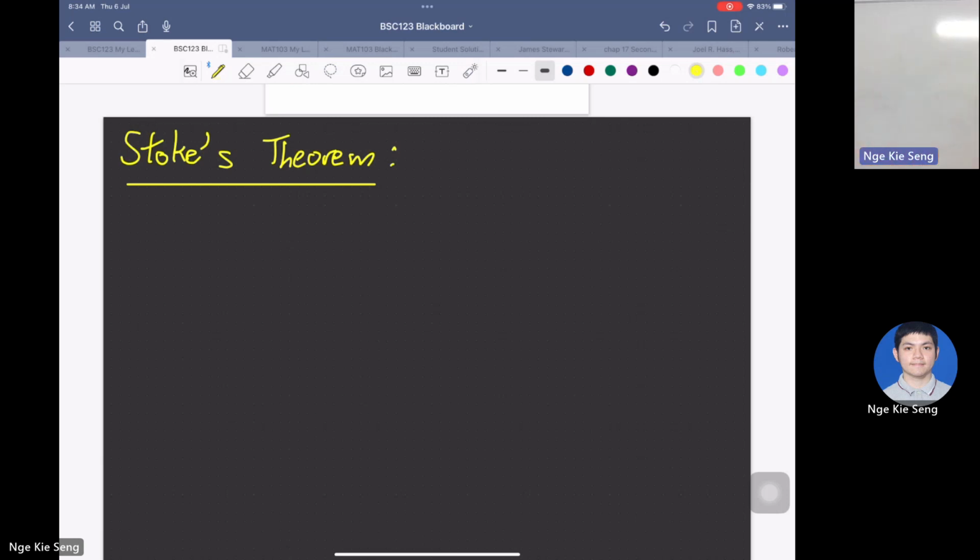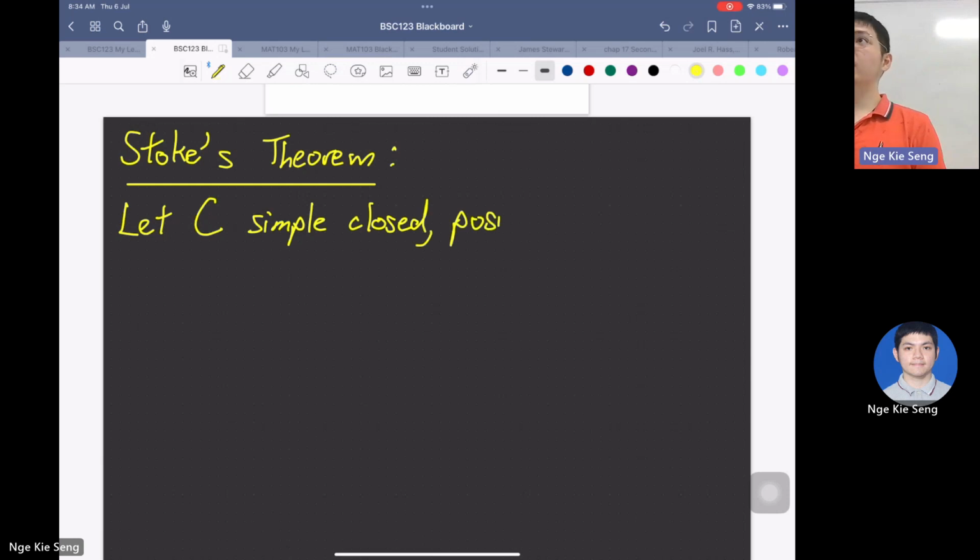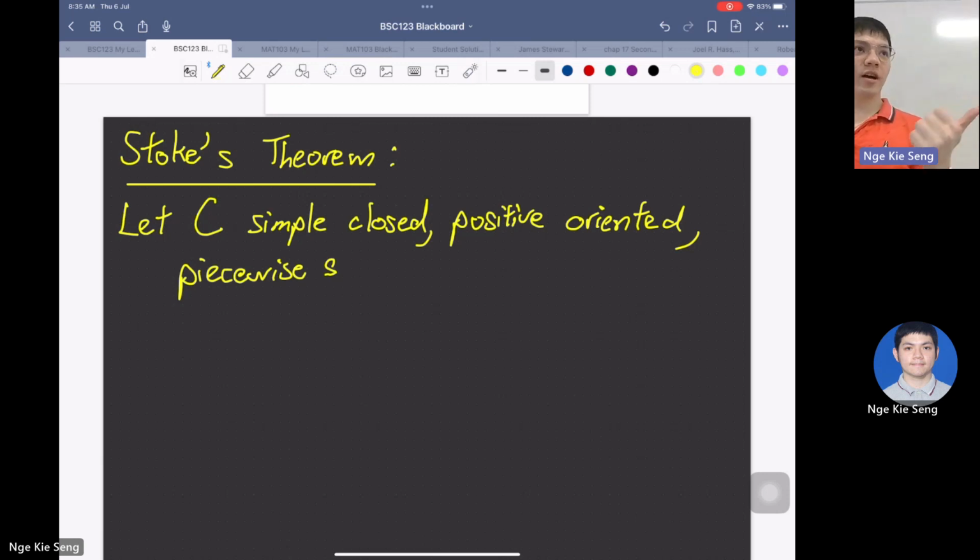Stokes' theorem is a generalization of Green's theorem. They have similar conditions. You need to have a closed loop. So you need to have a simple, closed, positive oriented, and piecewise smooth curve. Piecewise smooth, you can parameterize your curve. Positive oriented, you want anti-clockwise direction. Simple closed, you don't want self-intersection.